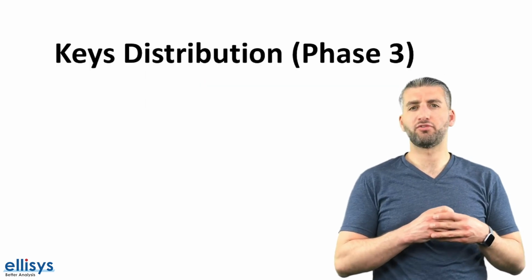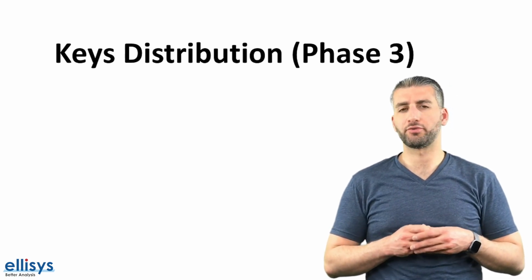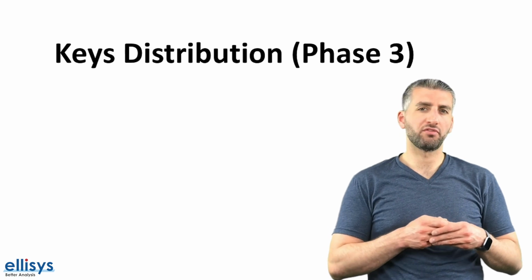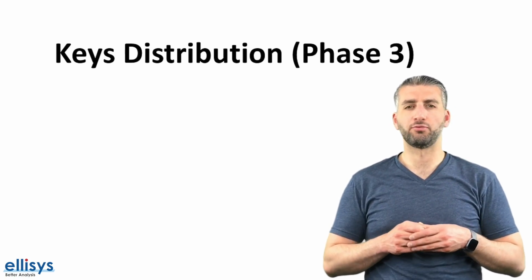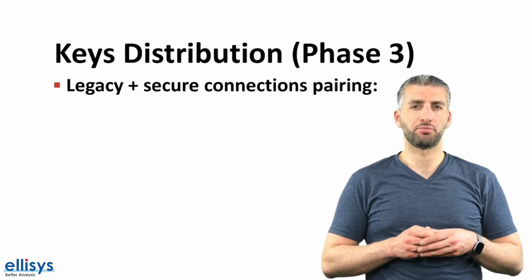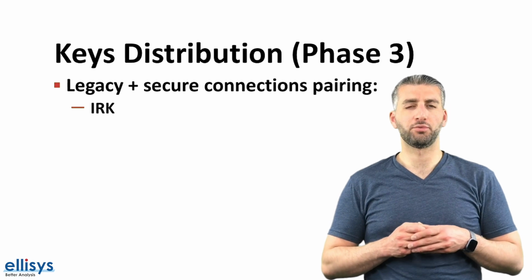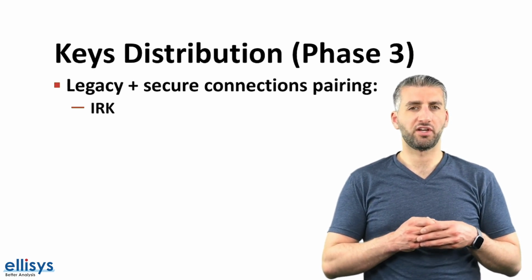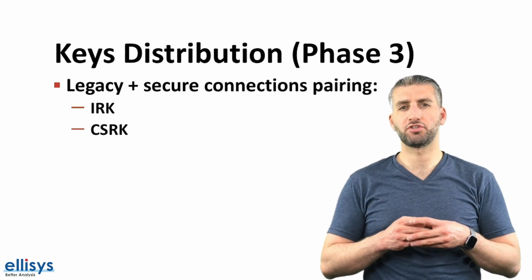Distribution of keys, or phase 3 of the security procedure, only occurs if the two devices request bonding, via the bonding flag that's set in the feature exchange messages that occur in phase 1. Now in legacy connections pairing, as well as secure connections pairing, there are two keys that get distributed: the IRK, which is the identity resolving key, as well as the CSRK, the connection signature resolving key.